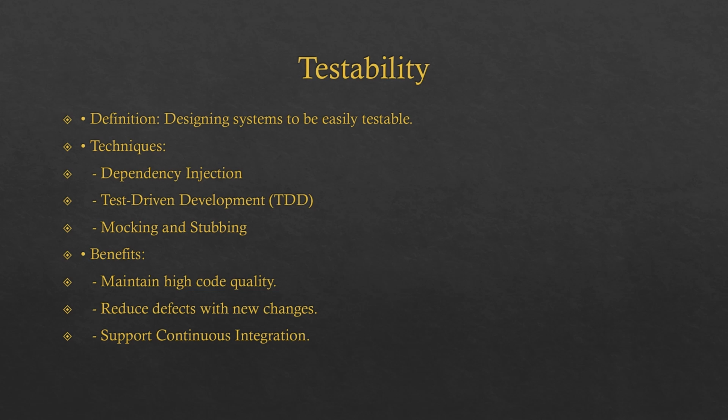Some key features include dependency injection, which makes it easier to inject mock dependencies for testing, and test-driven development (TDD), where we write tests before writing the actual code. Mocking and stubbing are other strategies used to simulate real-world conditions in unit tests.